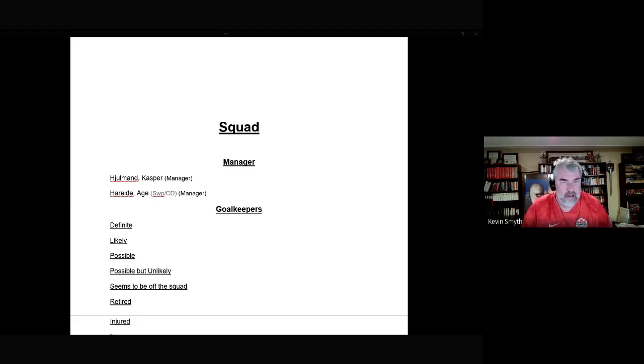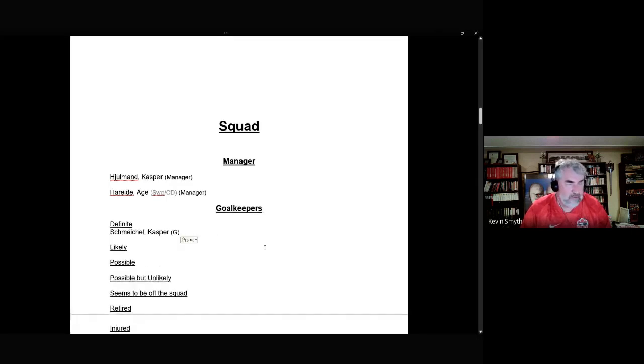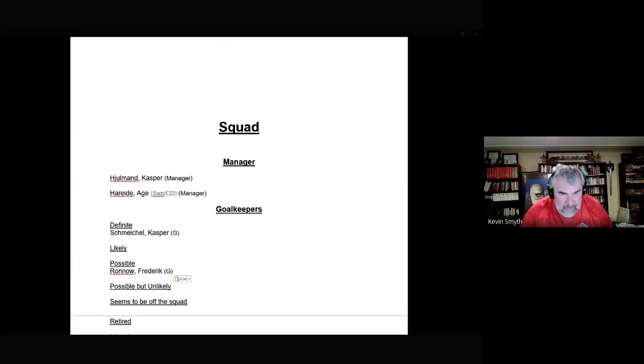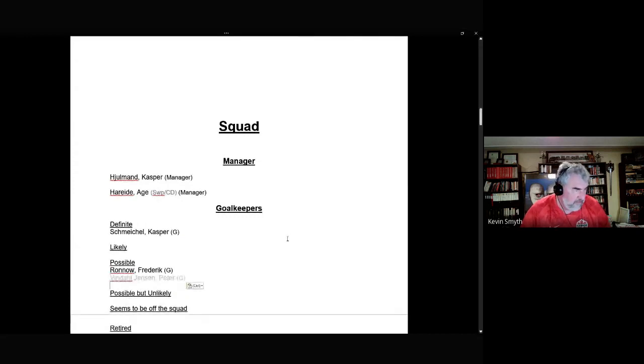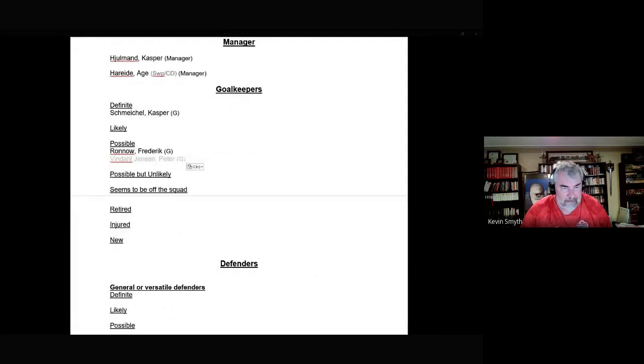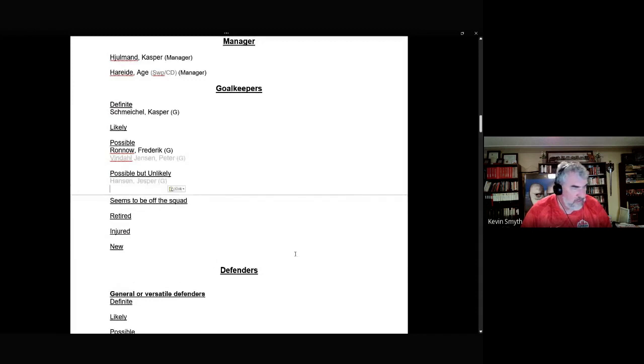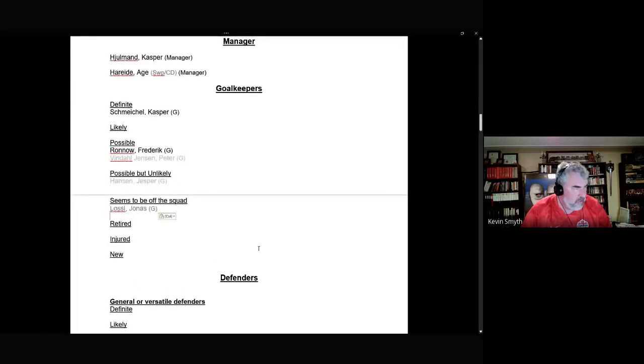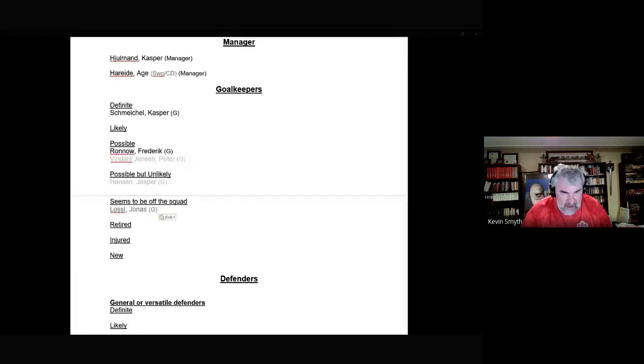Let's move on to goalkeepers, and I'll start by just introducing the names. So we have Kasper Schmeichel as a definite candidate, and then we go all the way down to possible with Fredrik Ronno and Peter Vindal Jensen. And we have a possible but unlikely in Jesper Hansen. And we have 2 players who seem to be off the squad, Jonas Lossel and Daniel Iverson.